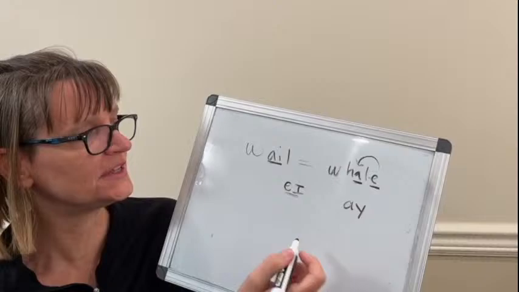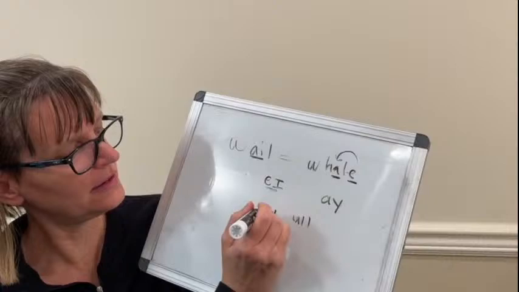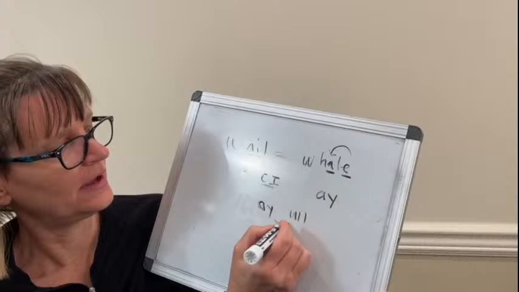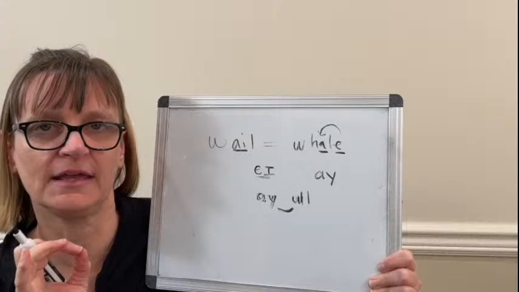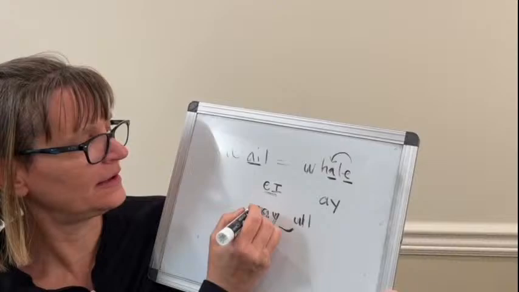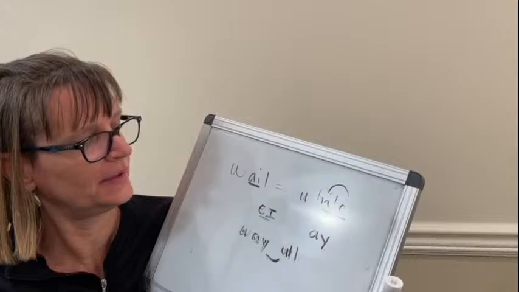When we go to the L at the end, ale, it's a dark L. We have to glide between the A and the L. So you might think about it as having that Y sound, ale, ale. That tends to be helpful. So thinking way, whale. So that's true for both of those.